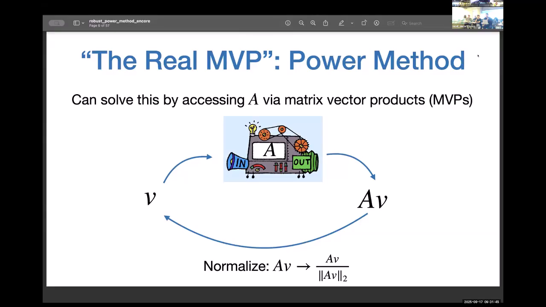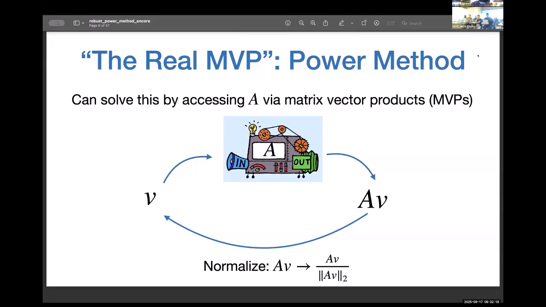I haven't talked about adversarial stuff yet, so I need to talk about the power method first, the real MVP. The power method is a really generic and flexible tool for finding the top eigenvector. What you do is you start with some vector v, and you keep multiplying v by A over and over again. At every intermediate step, you normalize, and you keep following this loop. If you start with a good enough initial vector, your approximation, the unit vector v, will start aligning more and more with the top eigenvector.